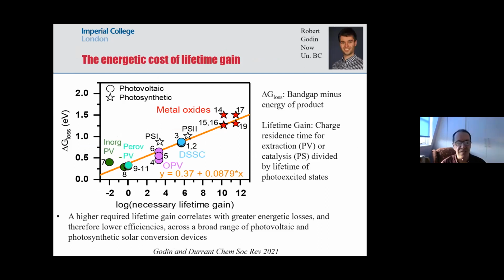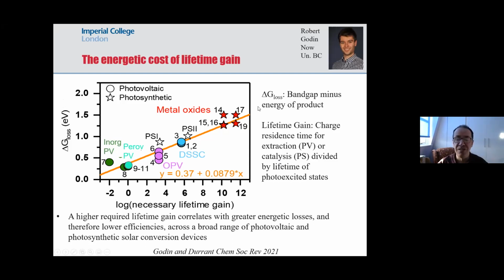We recently did a meta-analysis of the lifetime gain required and the energy loss associated with a device for a very broad range of photovoltaic and photosynthetic systems. This was an analysis done by Robert Godin, who was in my group and has now moved to the University of British Columbia. And this plot is of the lifetime gain, which corresponds to the lifetime of the bulk photoexcitations in the material, versus the functional lifetime, which is either catalysis or transport, versus the energy loss, which is the difference between the optical band gap and the energy of what's coming out, which for a solar cell will be an open circuit voltage. And what you can see is that there's quite a nice correlation over many orders of magnitude and over many different classes of material between how much lifetime gain is required and what the energy penalty is, which of course loses the efficiency.